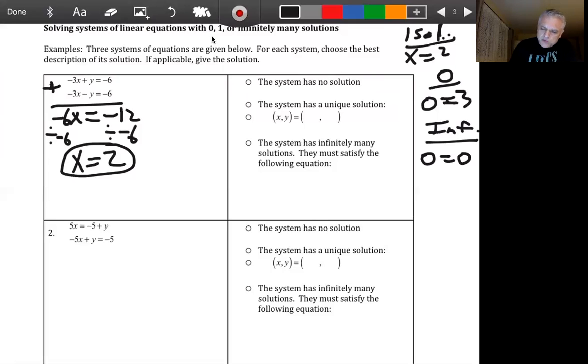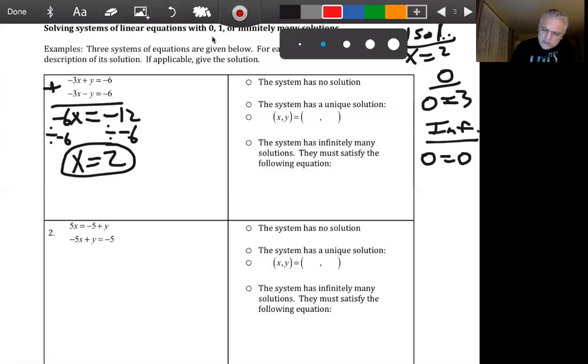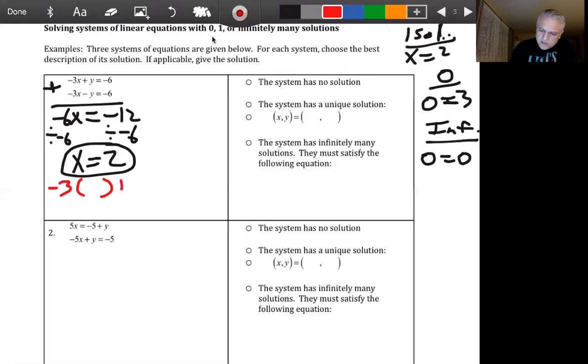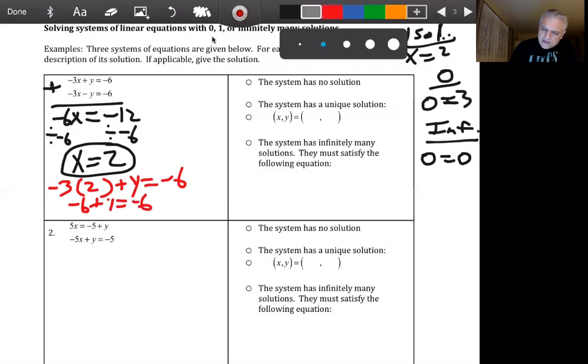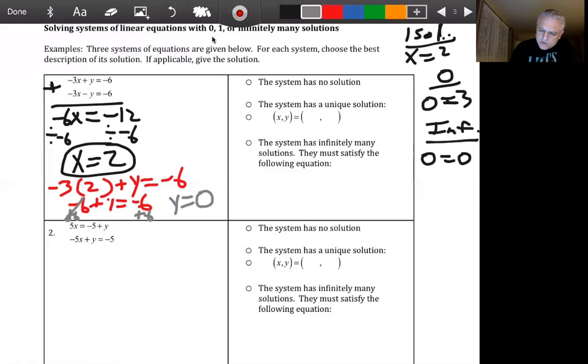So let's take that x equals 2 and substitute it right into this first equation's x. So negative 3x plus y equals negative 6. We said x is 2, so we'll put 2 right here. So negative 6 plus y equals negative 6. Let's go ahead and add 6 to both sides of the equation. Those 6's cancel, 6 and negative 6 cancel. So we get positive y equals 0. So that means if I'm going to graph these 2 lines, they intersect at the point (2, 0). That is one solution.